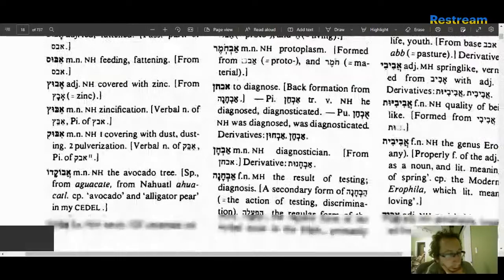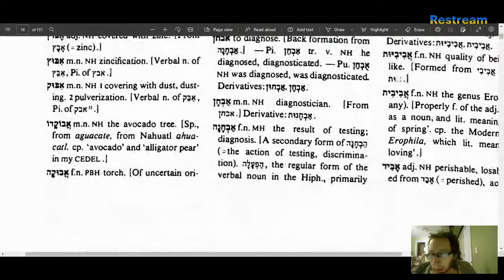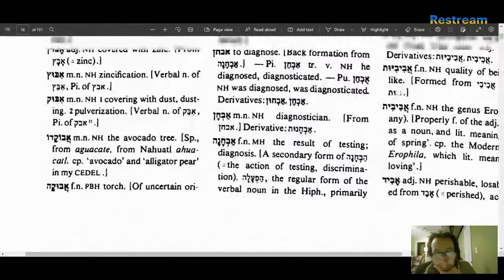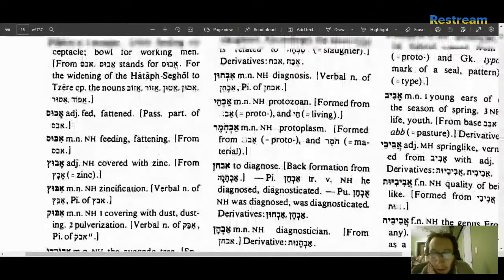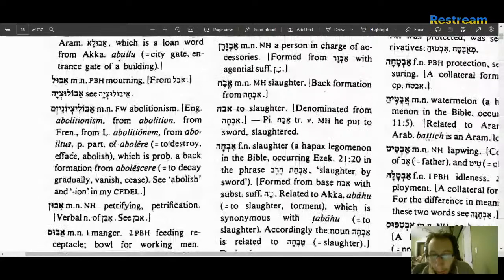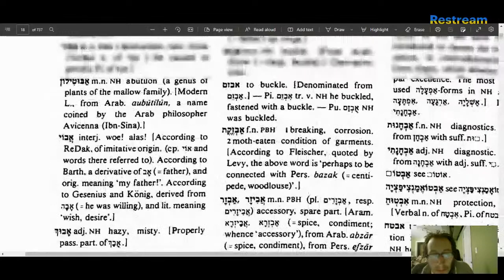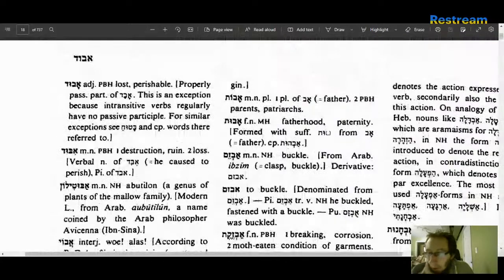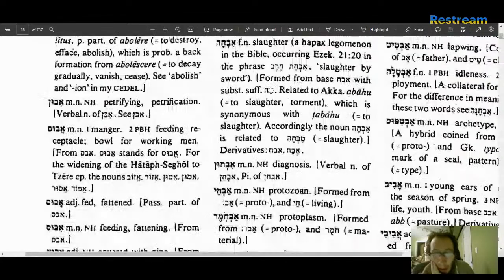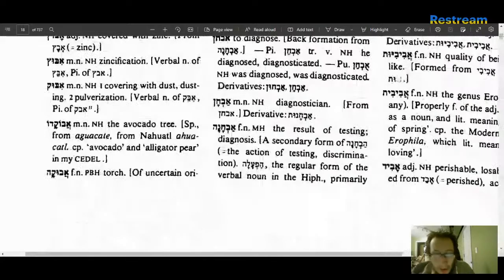Let's see here. Just skimming through this to see if there was anything important that we discussed last time. Not so much. So we're going to pretty much get started with Eben.